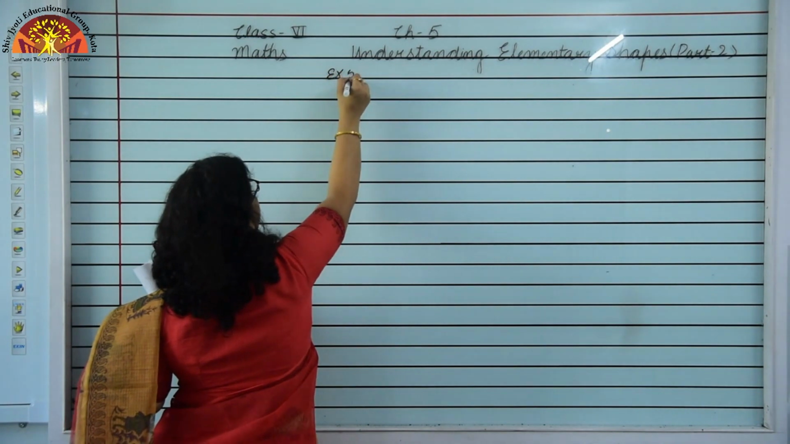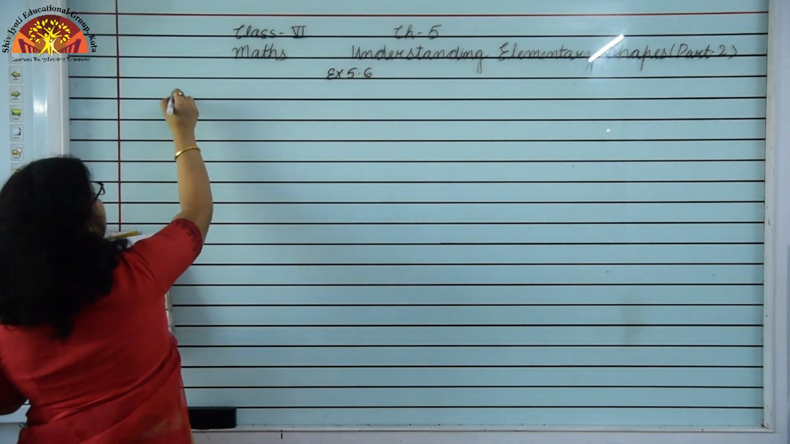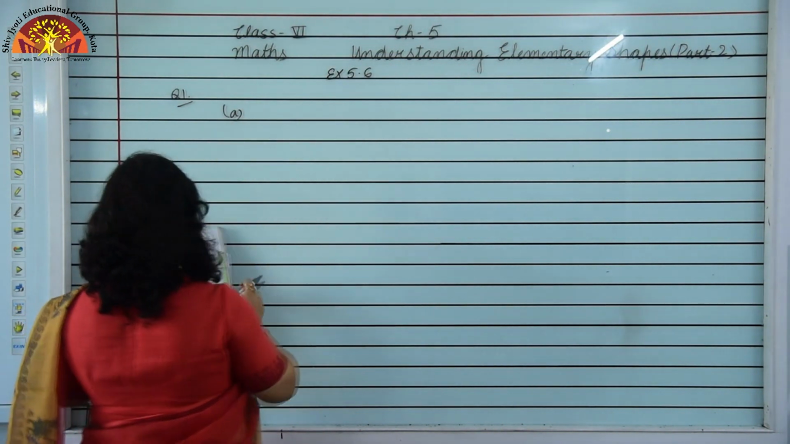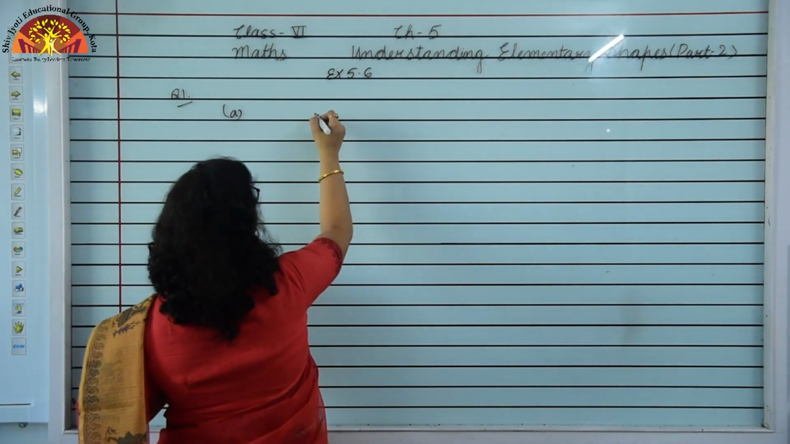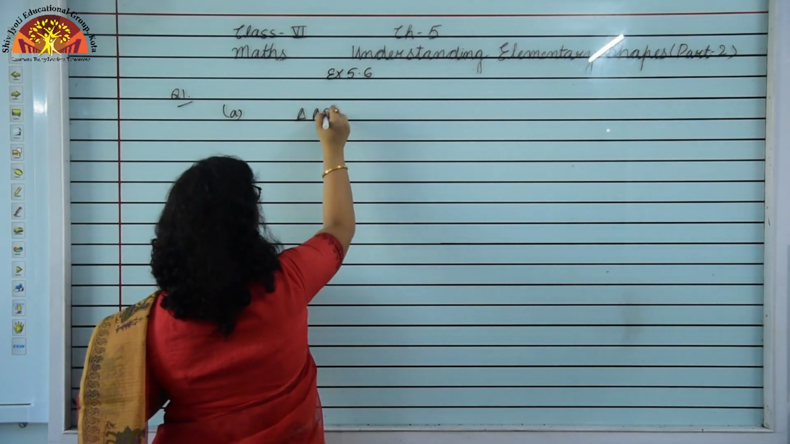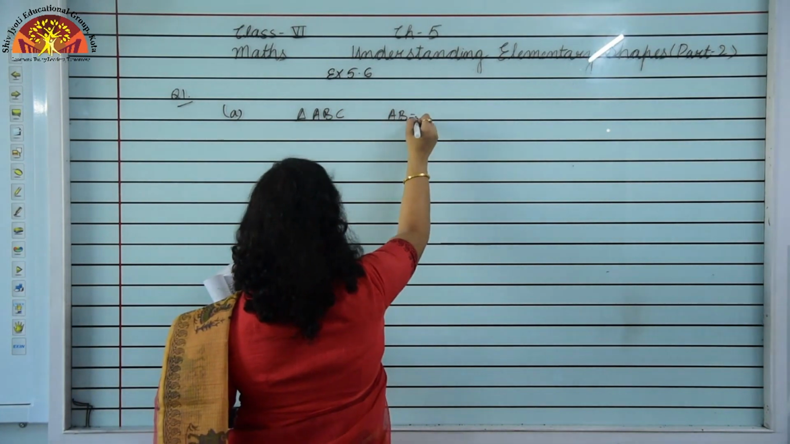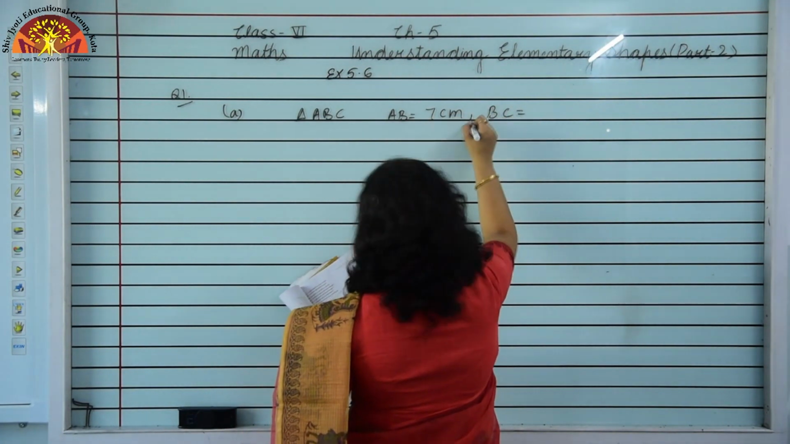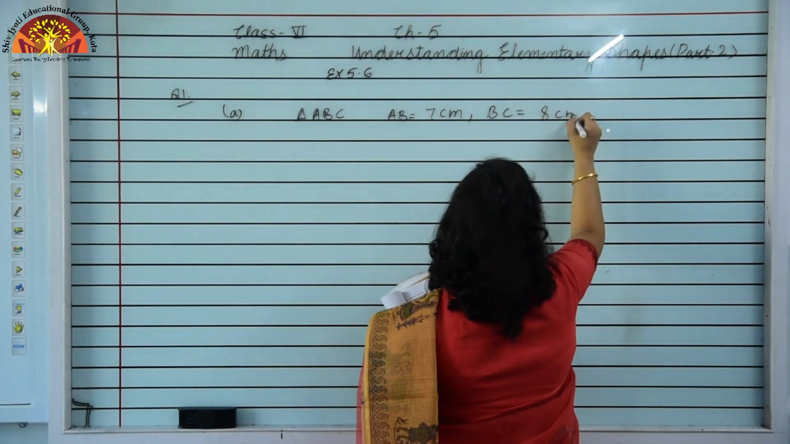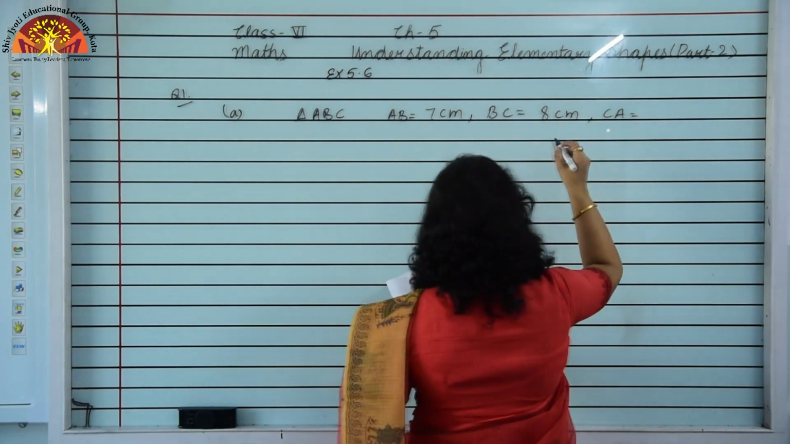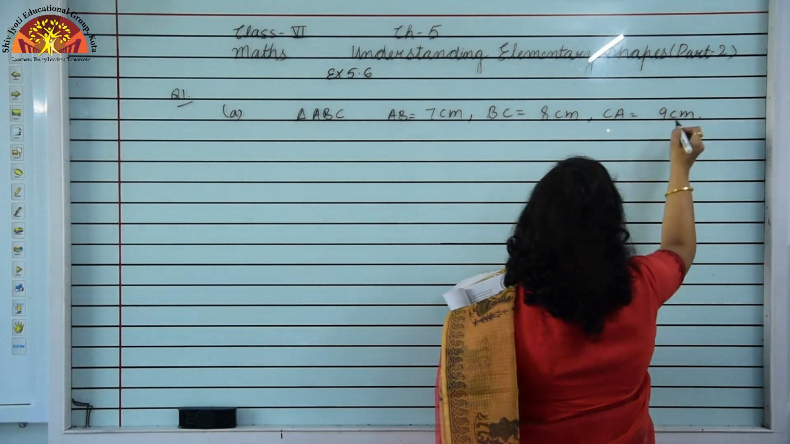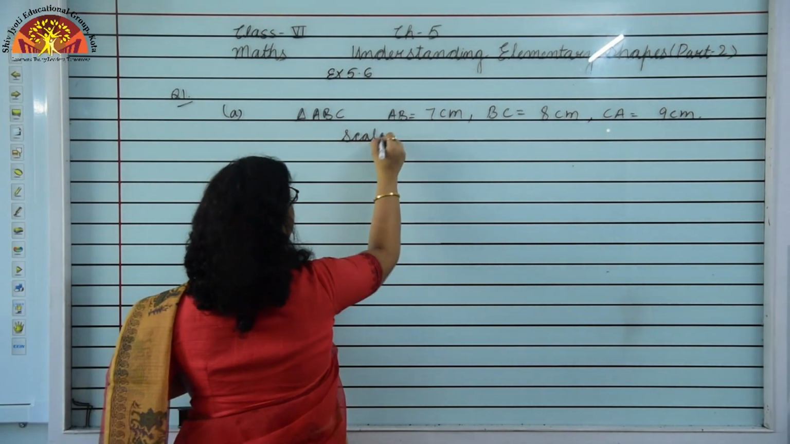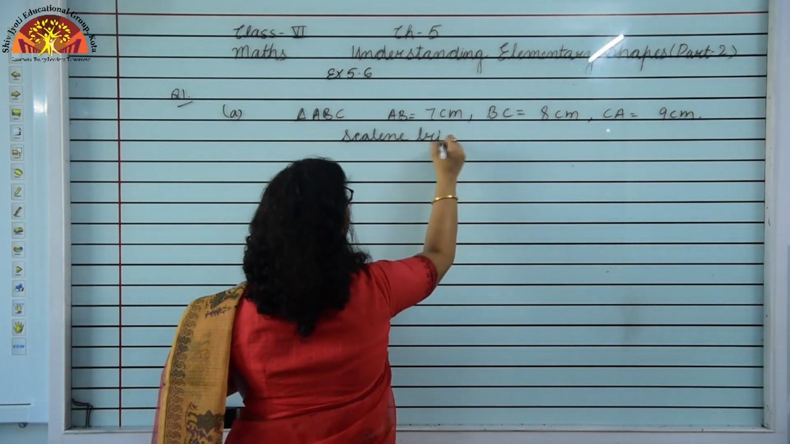Exercise 5.6, question number 1. A part is a triangle with lengths of 7 centimeter. Suppose triangle A, B and C, and AB is equal to 7 centimeter, BC is equal to 8 centimeter and CA is equal to 9 centimeter. Now what type of triangle is this? This type of triangle is a scalene triangle.